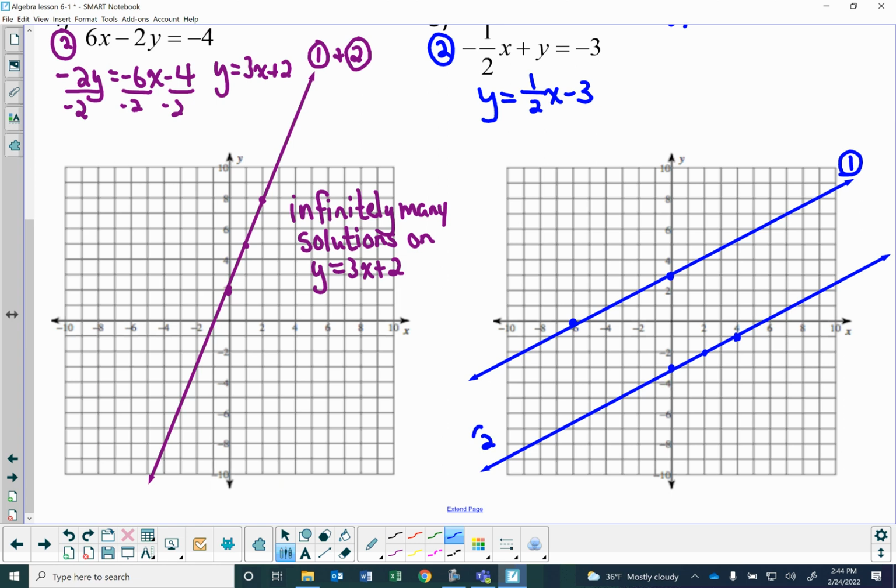You should be able to recognize that if I look at this, up 1 over 2, and this graph, up 1 over 2, they have the same slope. If they have the same slope, we know they have to be parallel. These lines are parallel, which means they're never going to cross, so they never have anything in common, which means there is no solution.